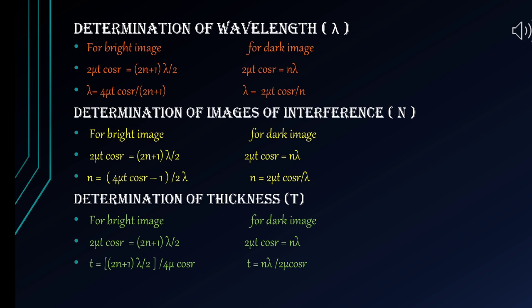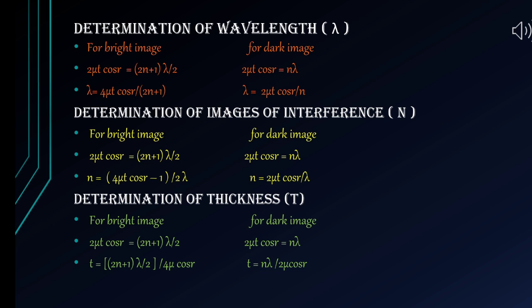Now coming to the determination of wavelength, that is represented by lambda. Lambda is equal to 4 mu t cos r divided by (2n plus 1). This is for the bright image. Now coming to the dark image, lambda is equal to 2 mu t cos r divided by n.